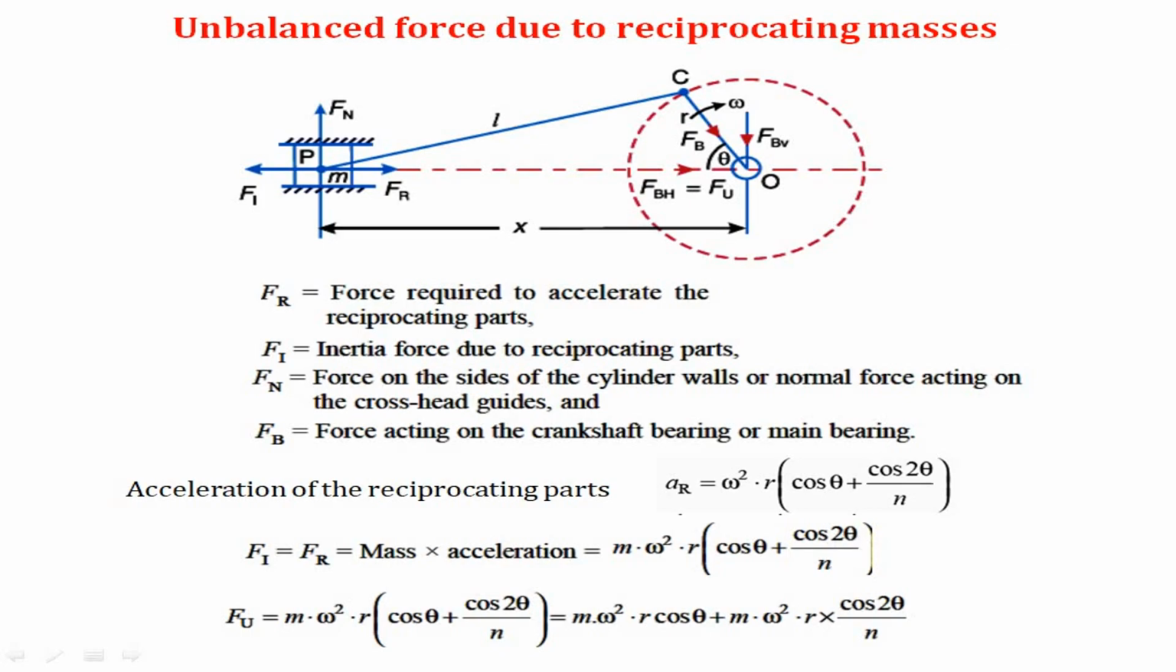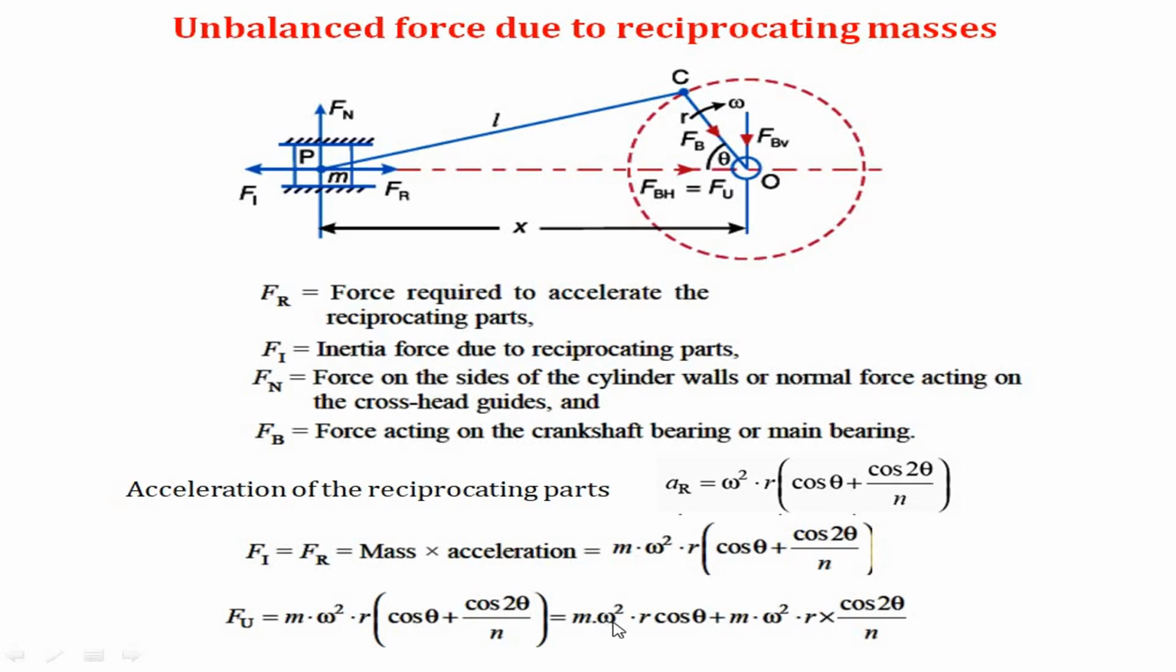And this inertia force is going to be treated as the unbalanced force in the system. So this is represented as Fu. Fu is going to be m omega square r (cos theta plus cos 2 theta by n). And just expanding this bracket, we are going to get m omega square r cos theta plus m omega square r cos 2 theta by n, in which the first term is treated as primary unbalanced force, which is m omega square r cos theta, and the second term is treated as secondary unbalanced force.